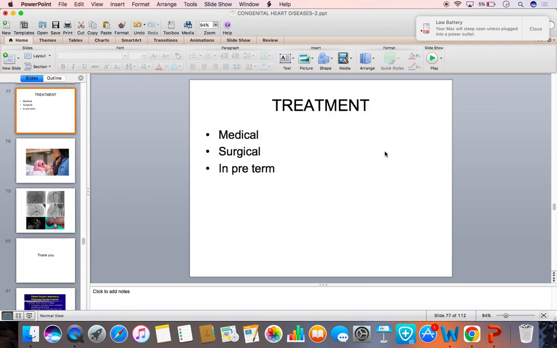What are the treatment procedures? Medical and surgical. Medical management is to treat the congestive heart failure, give prophylaxis for subacute bacterial endocarditis, review the patient repeatedly, and advocate early closure of the ductus around 1 year of age, and as early as possible if the child presents late.